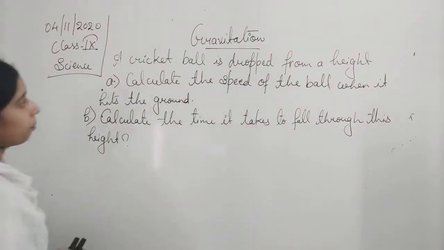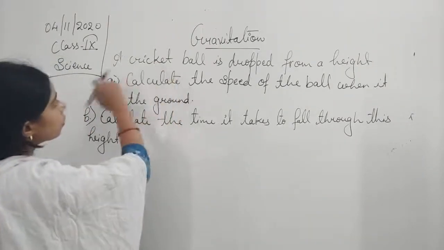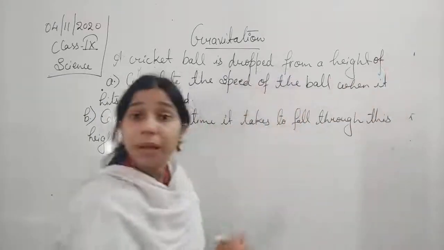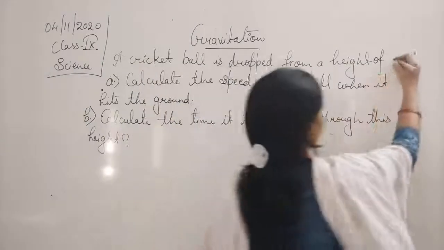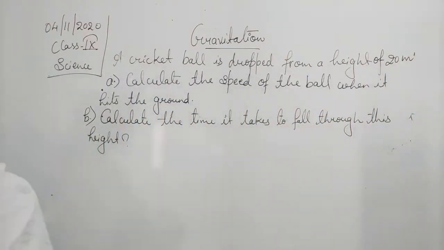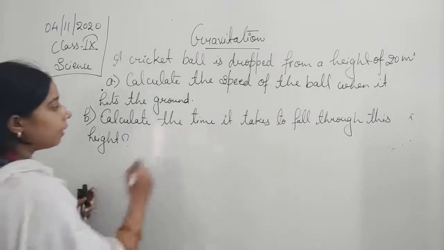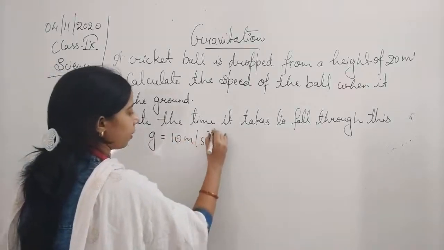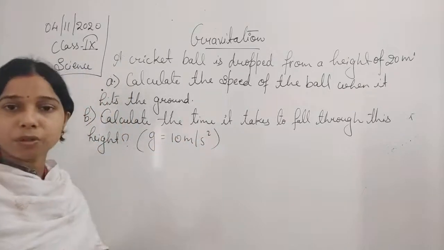One more thing is there which is left, student, that a cricket ball is dropped from a height of 20 meter. So let me write it, 20 meter. So height is given, so no issues. So height is already given, that is 20 meter. Okay, here we are taking g equals 10 meter per second square. So value of the g is already given.